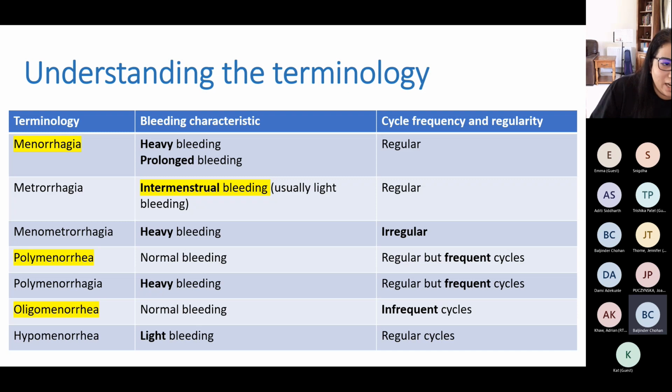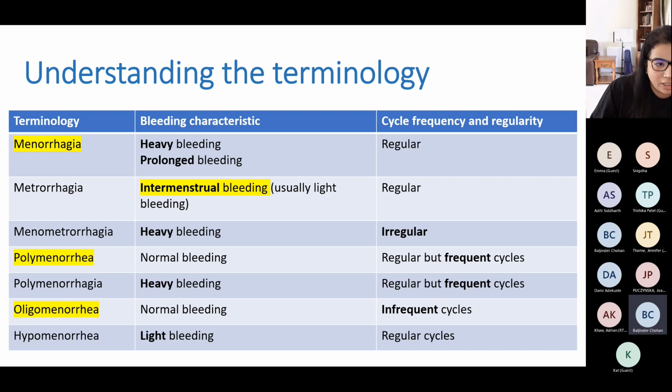Now, metrorrhagia, which you can actually forget as a term, because what it means is intermenstrual bleeding. You've got usually light bleeding between two proper menstrual cycles. So you've got what you know for sure is a menstrual period, and then you've got light bleeding in between. So you know that that is intermenstrual bleeding.